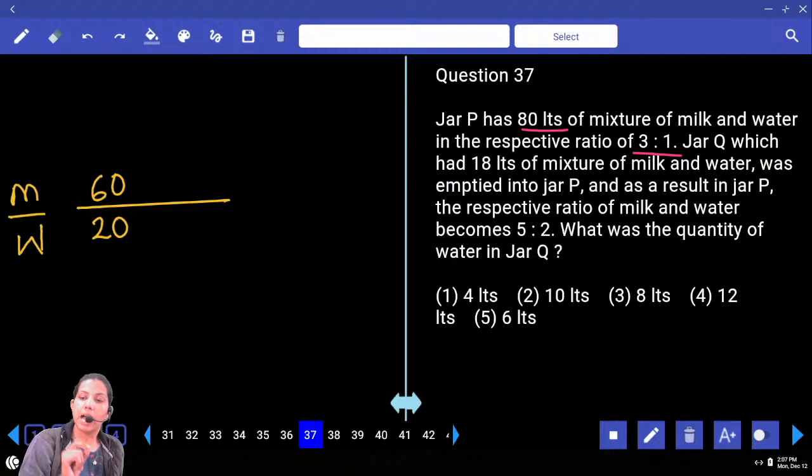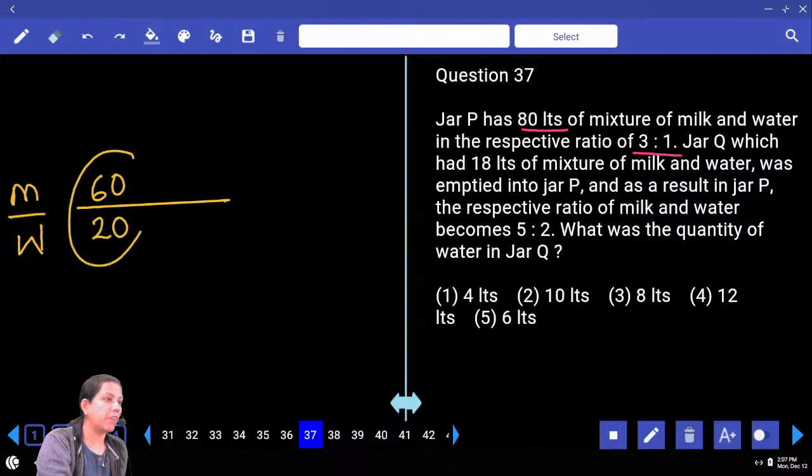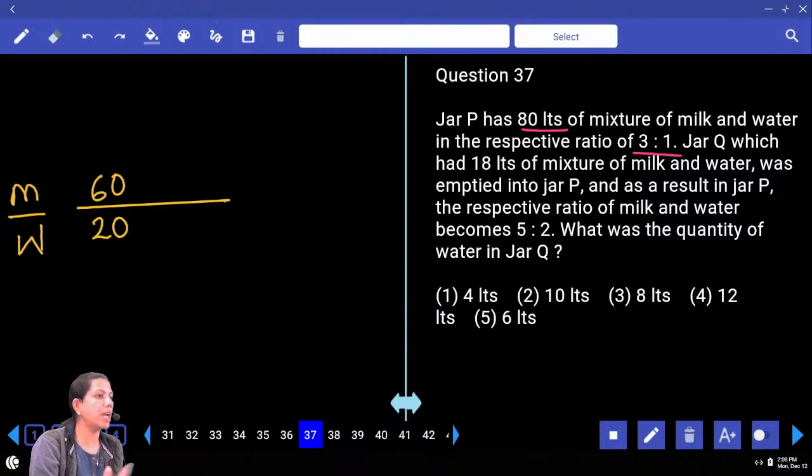Next. Jar Q, which had 18 liters of mixture of milk and water, was emptied into jar P. This is jar P information. Jar Q, volume of the jar Q, 18. But I don't know what is milk and what is water. Individual values are not known and we don't know the ratio also. Okay, next. Was emptied into jar P. Complete 18 liters of jar Q is emptied into jar P.